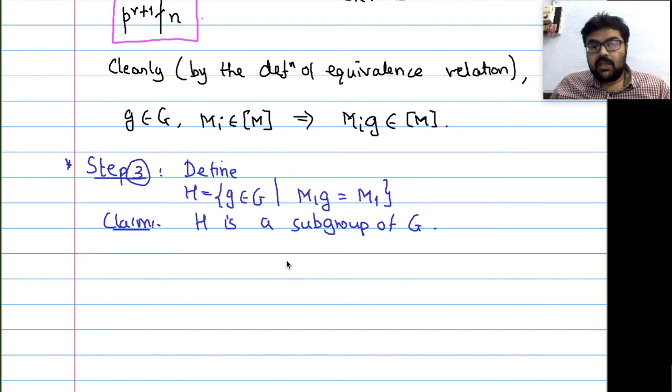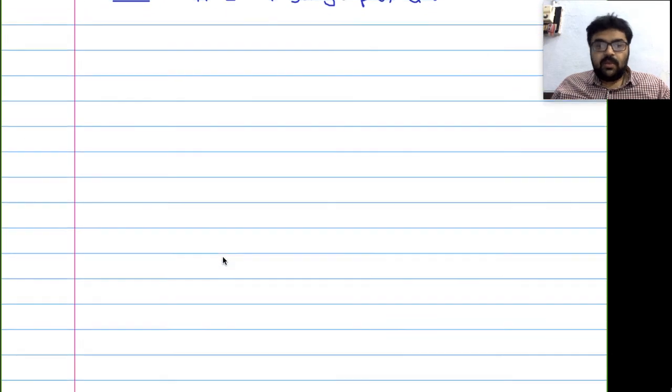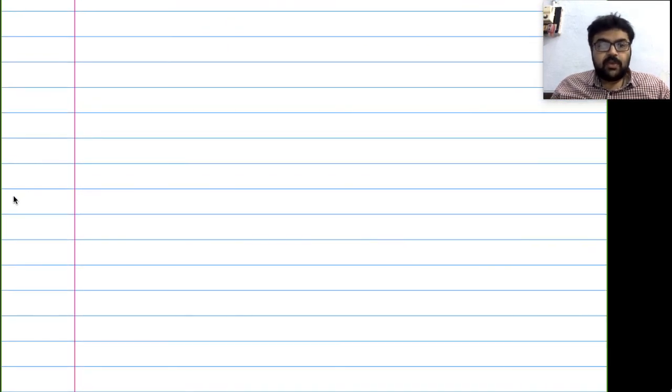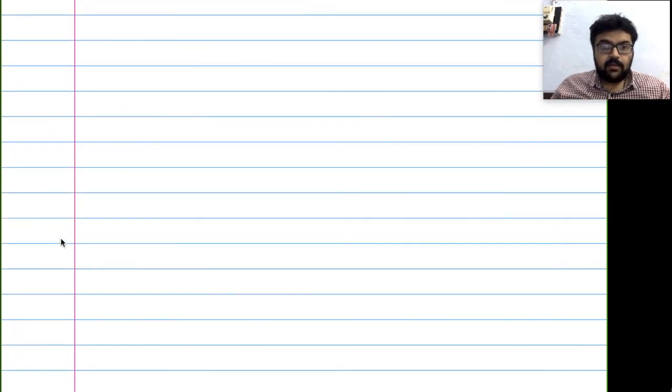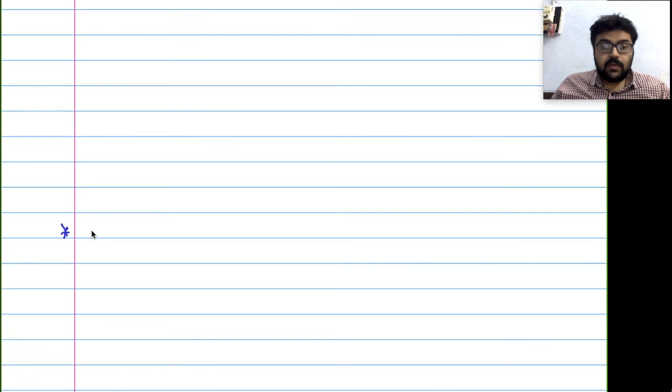So another baby exercise, a very small exercise. We divided it into parts. So H is a subgroup. Let us keep some space for that and go for the next step. Now we are going to show that H has p power alpha elements. So let's define a map. So this is step number 4, the final step, and then we are done.